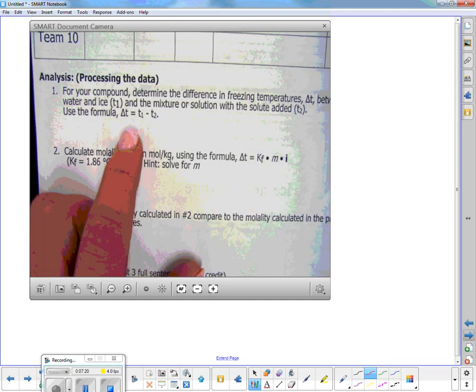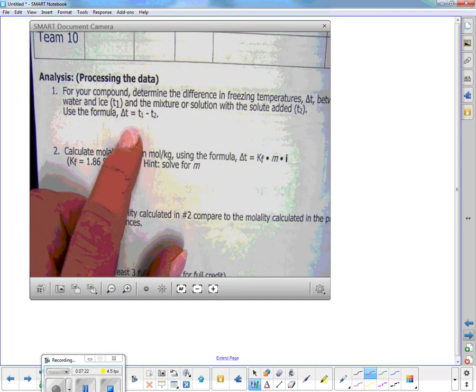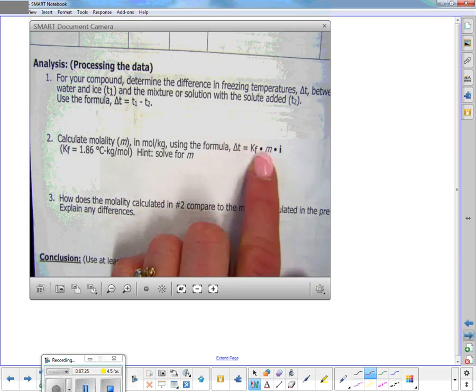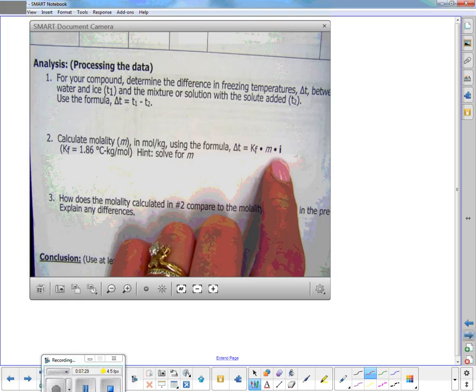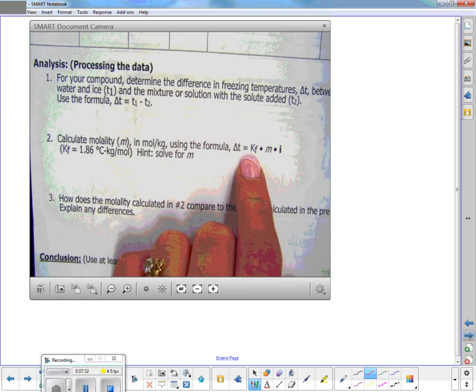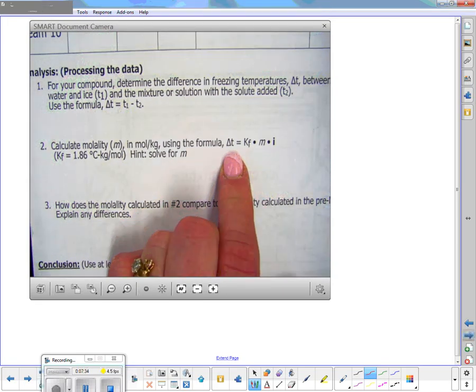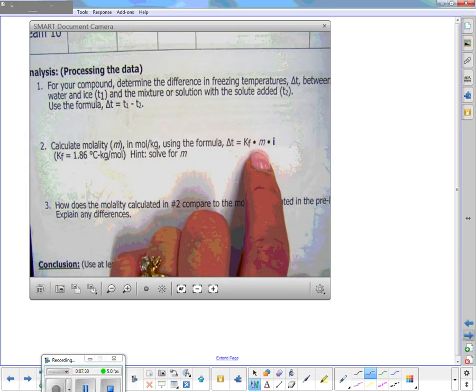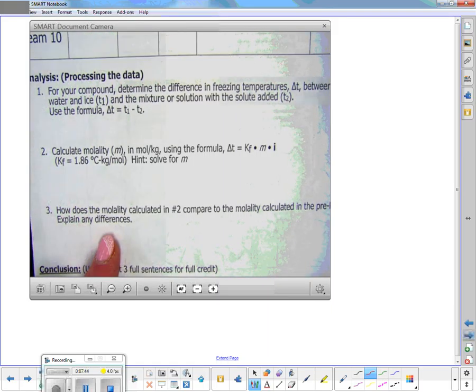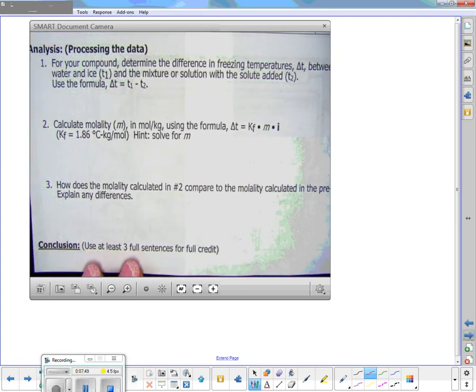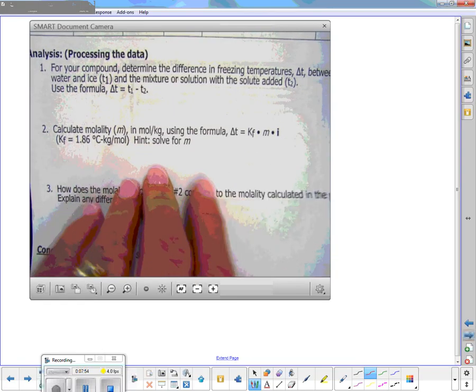So on the analysis, you're going to figure out what your delta T was. You're going to use this equation right here to go backwards and solve for M here. So whatever your I was from the first page, you're still going to use. The Kf was 1.86. Your delta T is your change in temperature from what your freezing point was to your new freezing point. And you're going to calculate M. Then you're going to explain why your M here is the same or different than the M we just calculated. For your conclusion, you need to use at least 3 sentences. At least. Well written.